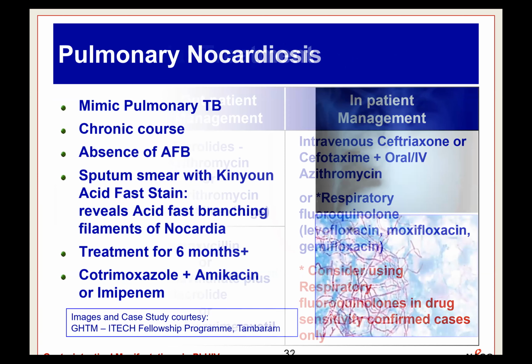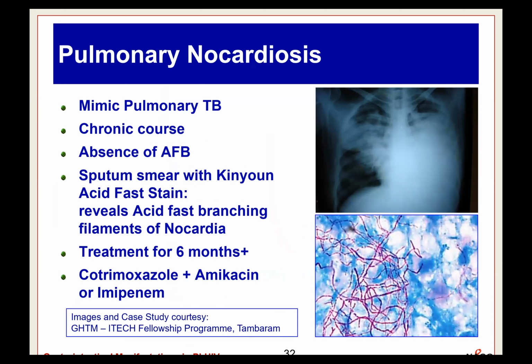Then there are some atypical infections also which usually you don't see. For example, nocardiasis is a very good example of this infection. For patients who are on TB treatment and are not responding, there can be multiple reasons. One of the reasons is nocardia. Other reasons can be failure of TB treatment, MDR TB, and the list can go on.